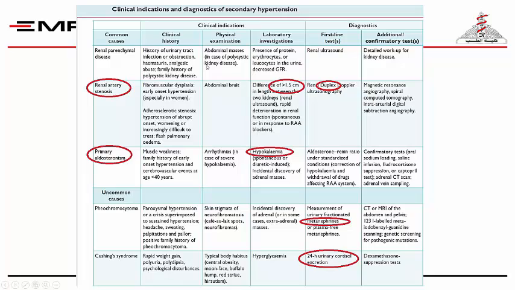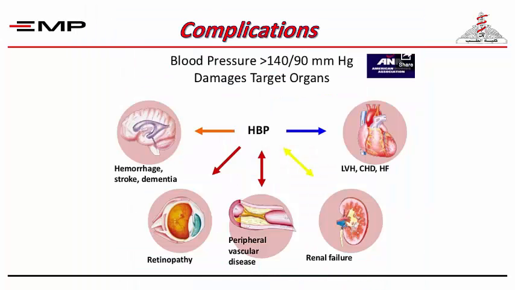Some of the investigations used for diagnosis of some causes of secondary hypertension are as follows. Renal parenchymal disease: first line diagnosis is by renal ultrasound. Renal artery stenosis is by renal duplex. Primary aldosteronism is by aldosterone-renin ratio. Pheochromocytoma by measurement of urinary fractionated metanephrines. Cushing syndrome by 24-hour urinary cortisol secretion.